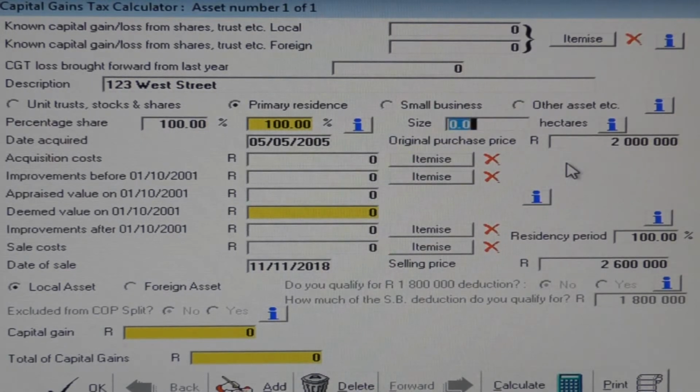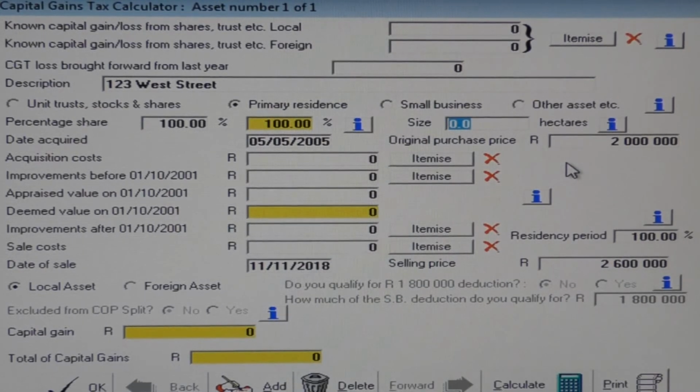Now I just want to get rid of the partnership completely and change the selling price here to 2.6 million. Okay, we have no gain because of the 2 million rand exemption on the profit of a primary residence. The profit is only 600,000 in this case, and the 2 million rand exemption means there's nothing in the profit to go for capital gains tax.